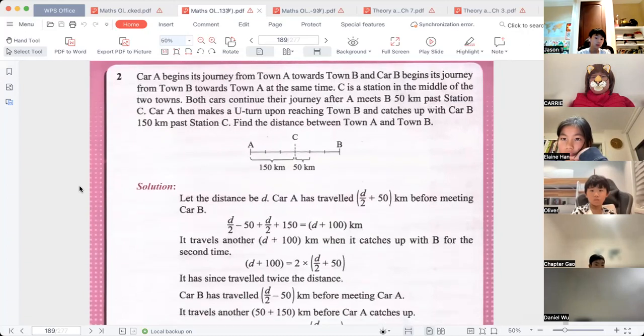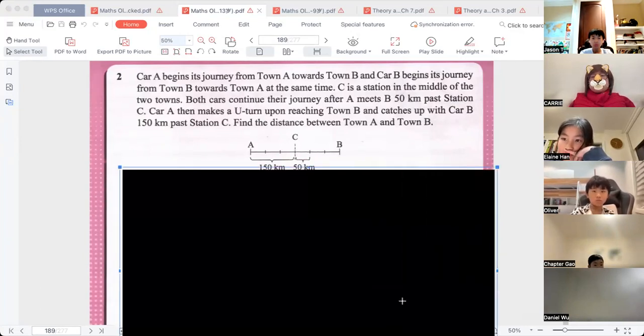Okay, so for car A, I think for this question we have learned something similar before. So I'm going to block the answer. So let's try to do this one yourself.